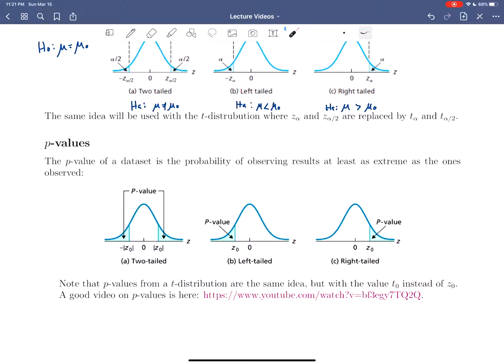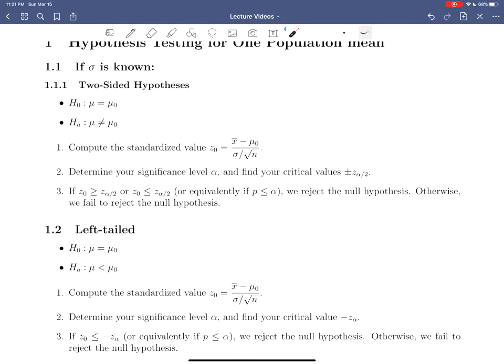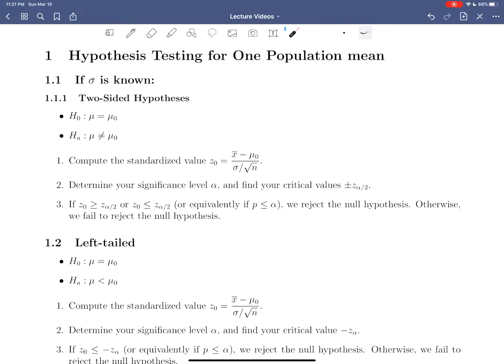You can use either approach to handle a hypothesis test. So now we're ready to actually go through and talk about hypothesis tests. And again, there's two big categories. If sigma is known, then there's a few different things that you can do here. It's going to depend on the type of hypothesis test that you're going to carry out. You can have a two-sided hypothesis test.